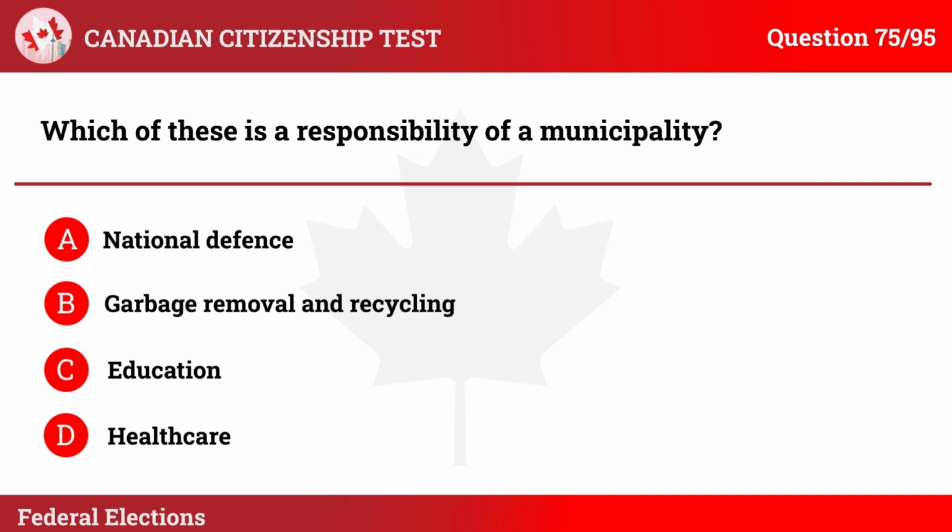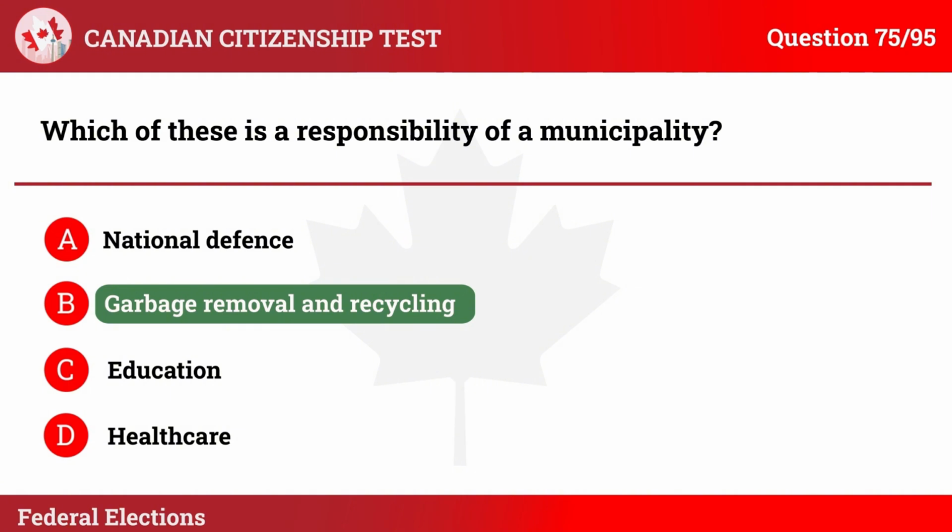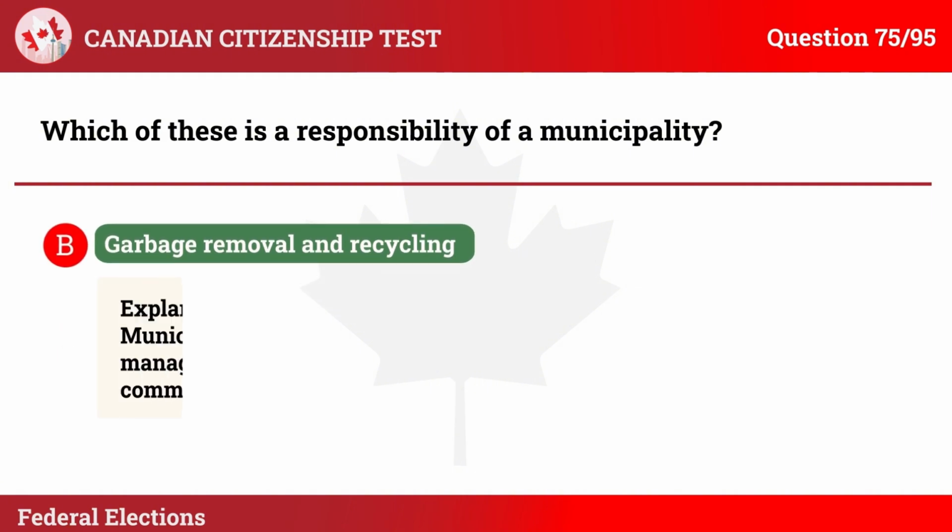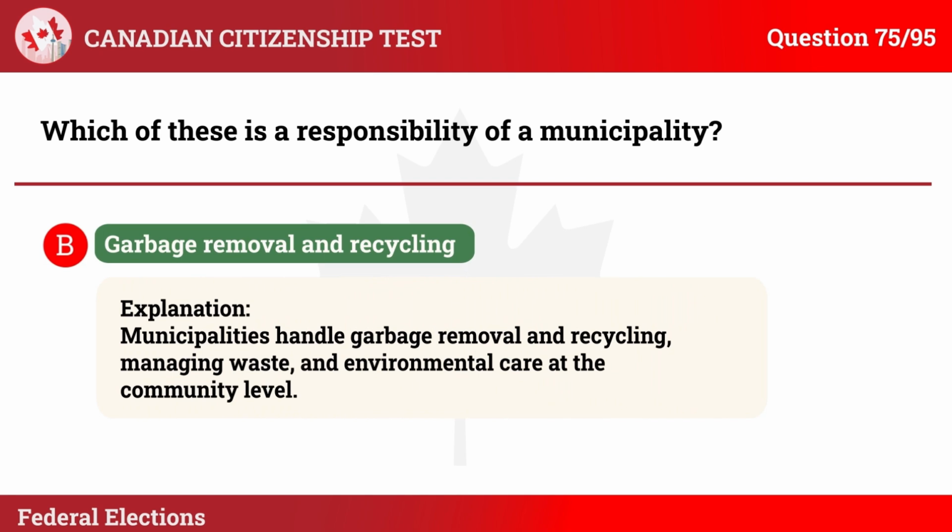The correct answer is B. Garbage removal and recycling. Explanation: municipalities handle garbage removal and recycling, managing waste and environmental care at the community level.